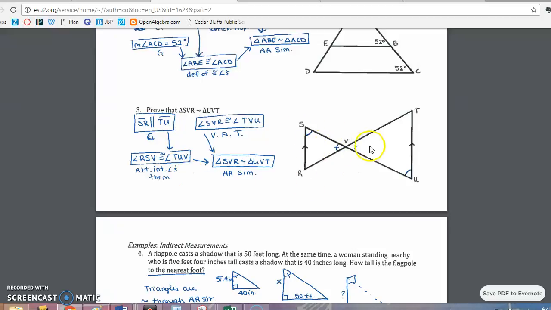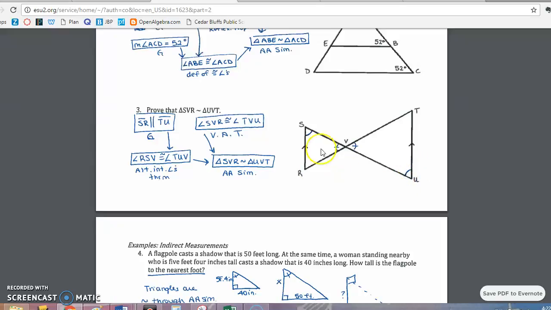Now, just looking at this diagram, we see immediately that we have vertical angles right here. So we can say that angle SVR is congruent to angle TVU because of the vertical angles theorem. So that's an independent piece of information right here. Well, now we have two pairs of congruent angles, so we can state that SVR is similar to UVT through angle-angle similarity. We want to make sure that our corresponding parts line up.